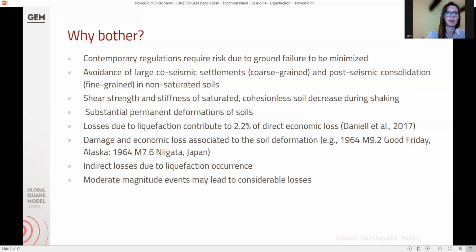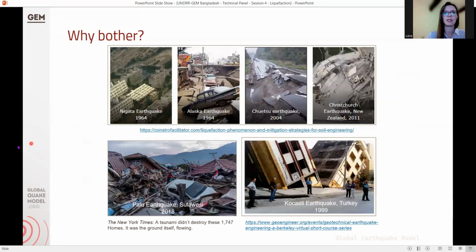One of the reasons why these analyses are not very common in our studies is that liquefaction is seen as a low contributor to the overall losses, and based on some studies, contributes up to 2.2% of direct losses. However, the engineering community has witnessed remarkable examples of damage to infrastructure due to ground failure. Maybe two pivotal events are those that happened in 1964 in Japan and Alaska, where two large magnitude events caused significant damage to the built environment due to ground failure. However, liquefaction and severe consequences are not only related to the occurrence of large magnitude events; it can also be generated during moderate magnitude events, as we saw in Christchurch in 2011 in New Zealand.